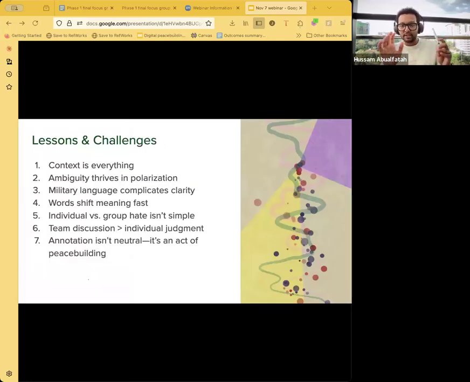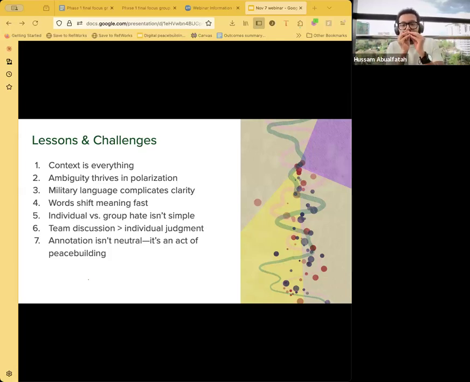So the very important thing that I want to talk about is the lessons and challenges, and I want to elaborate more on each of them. Working on annotation in Sudan amid war, displacement, and all of these atrocities was not easy, and we still haven't finished our work. We're still working, and still learning, by the way. I think there are seven main lessons and challenges that we have faced, and we learned a lot from them. First, context is everything.